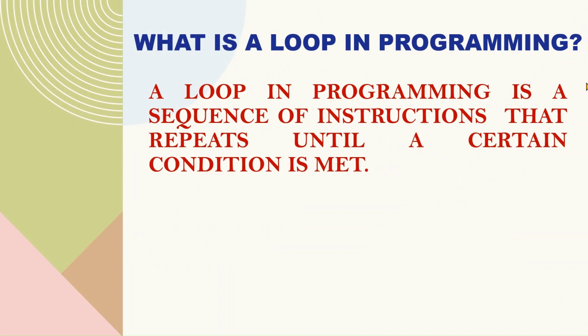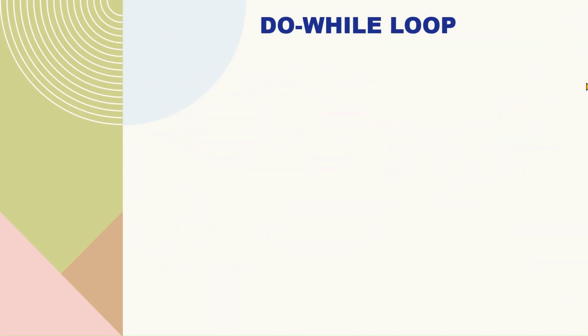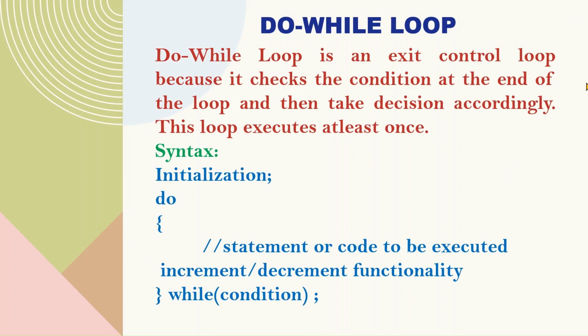So the loop will be executed till the condition is satisfied. Once the condition is failed, it will come out of the loop. Now do-while loop is the third category of loop. Do-while loop is an exit control loop because it checks the condition at the end of the loop and then takes a decision accordingly.